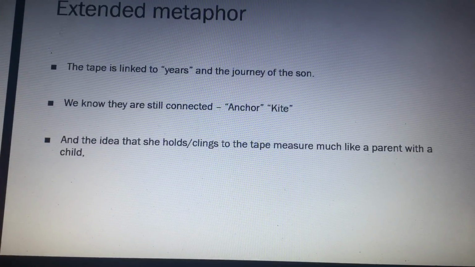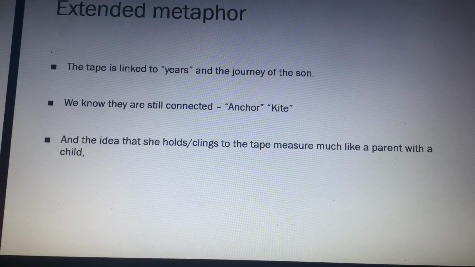We know that the tape is extended metaphor, obviously, in this poem for the umbilical cord, but also when we get the word years, it's the journey of the son, it's the journey of the child that is being noted here. But we know that they're going to still be connected, the mother and the son, because we get the single words anchor and kite. The idea that she holds and clings to the tape measure, much like a parent and a child, we get that as well when we get pinch.